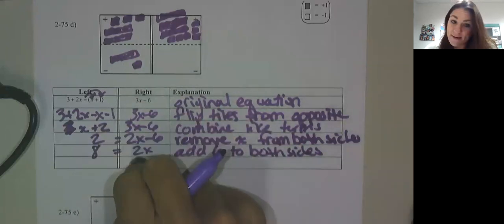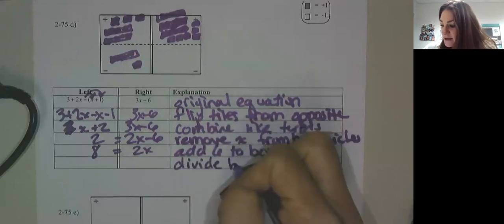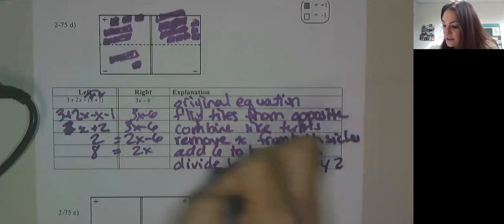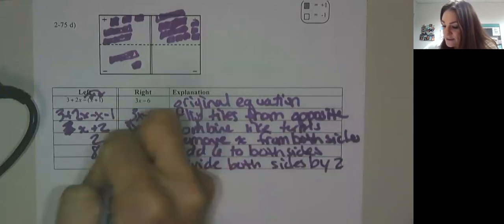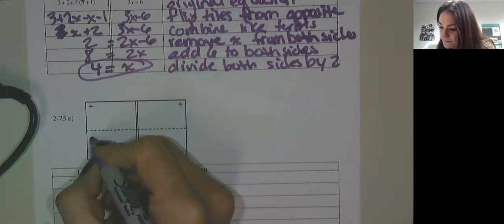Now I want to divide by how many x's there are. There are 2 x's, so I'm going to divide both sides by 2, and I get x equals 4. Again, we only have one solution.